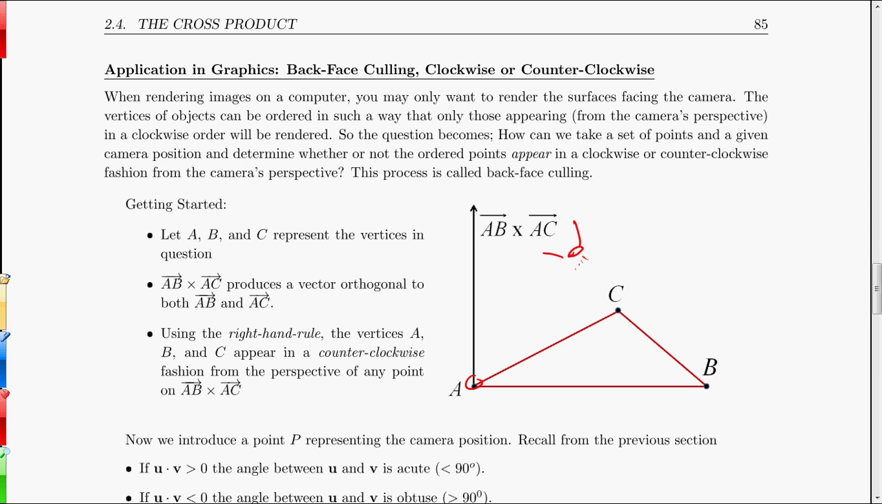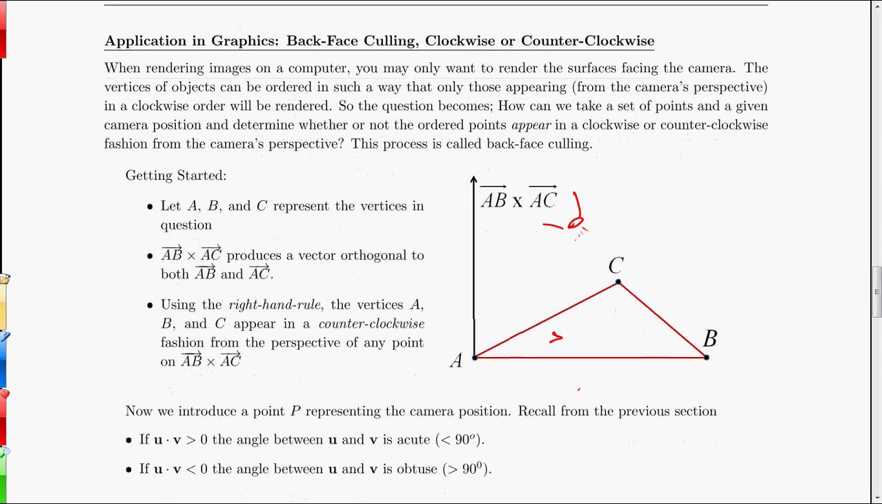So you order them A, B, C. And if from the camera's perspective they occur, say, counterclockwise like this, then you render them. From this camera, these vertices appear counterclockwise. If you had a camera down here, for example, those vertices would look clockwise, and you wouldn't render them. So how do you do this? How do you play this game of backface culling?